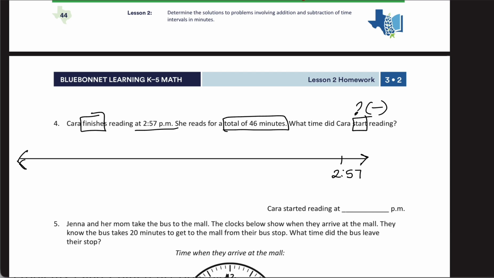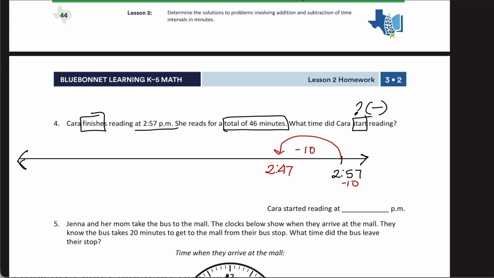Again, I like to skip count by tens. If you like to go in increments of 5, that's totally fine with me. Or if that's what you're comfortable with, you can do that. I like to do by tens. So I'm going to go back 10 minutes until I get to 46 minutes. So I'm going to go minus 10. 2:57 minus 10 is 2:47. And you can subtract here if you don't know either.